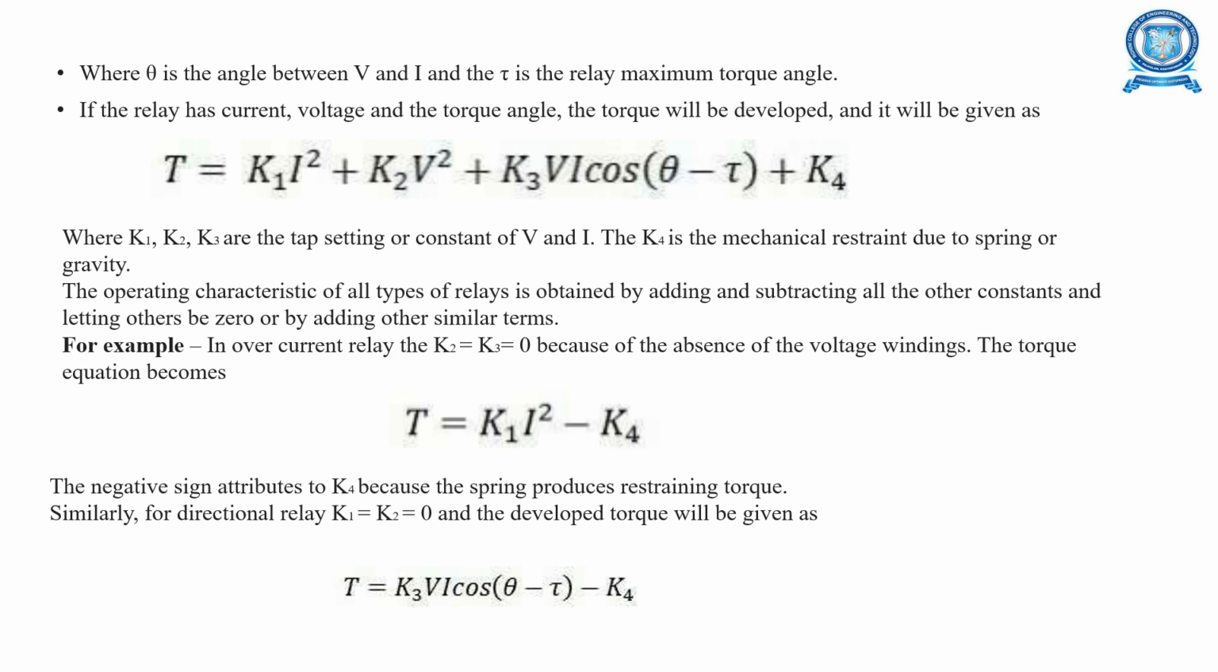For example, in an overcurrent relay, K2 equals K3 equals 0, because of the absence of voltage windings, and the torque equation becomes T equals K1 I square minus K4. The negative sign is attributed to K4 because the spring produces restraining torque. The developed torque will then be given as T equals K3 VI cos theta minus tau minus K4.